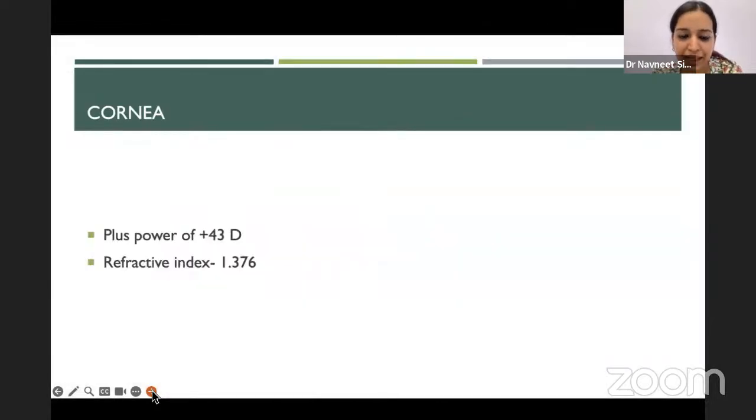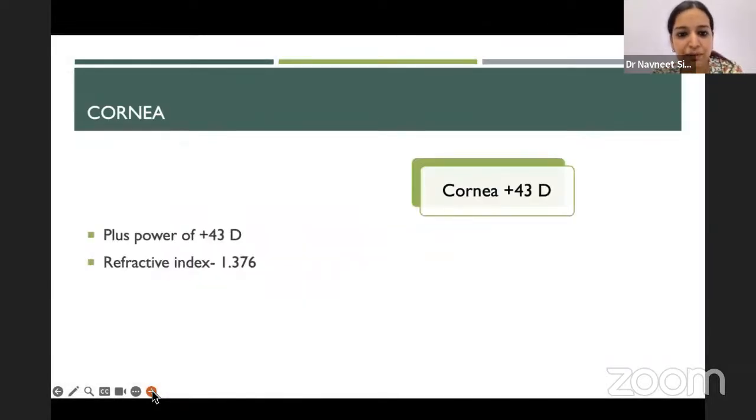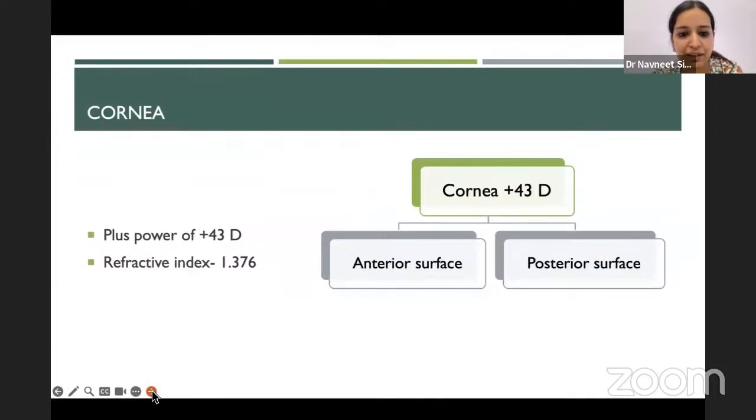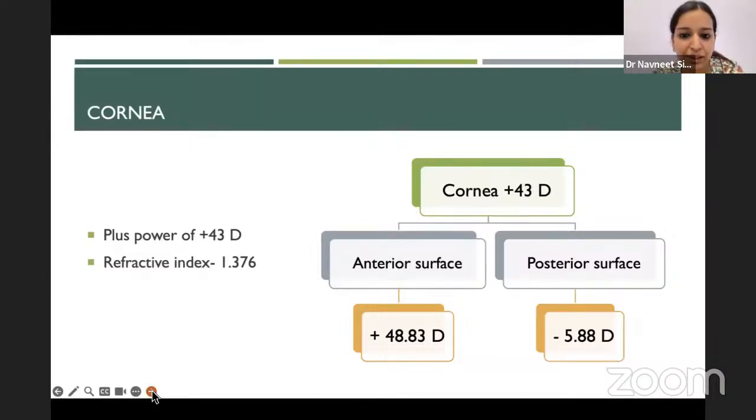As we discussed, the cornea provides a power of plus 43 diopters with a refractive index of 1.376. The cornea also has two surfaces, anterior and posterior. The anterior surface can be compared to a plus lens, a convex surface which provides a power of plus 48.83 diopters, and the posterior surface to a concave surface which contributes a power of minus 5.8 diopters. In total they give the cornea plus 43 diopters of power.